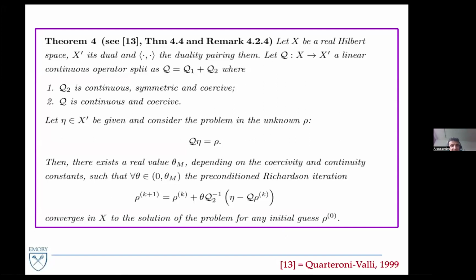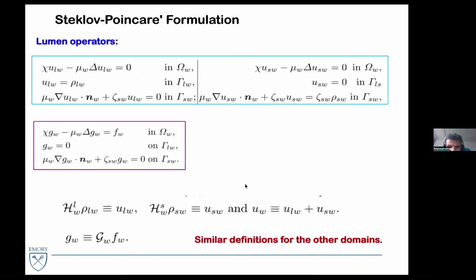the theorem. So when you have an operator, Q1 is continuous, symmetric, and coercive, Q2 is continuous and coercive, and we found that this continuity and coercivity were independent of the mesh, then this preconditioned Richardson operator is convergent. And since all the convergence depends on the coercivity and continuity constants, and these constants are independent of the mesh, the method is optimal. So when we got to this case, situations were much more complicated.